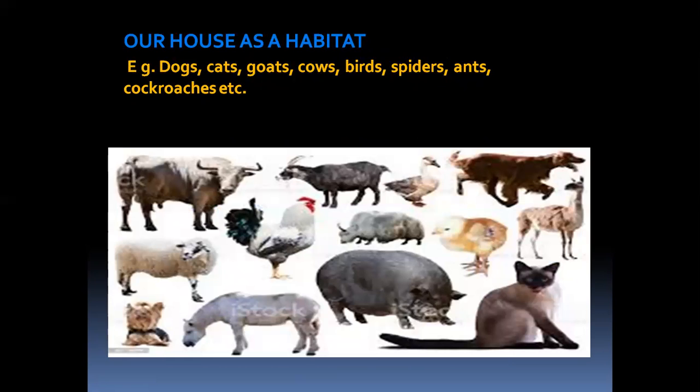Our house as a habitat. Next one. All of you know that we have pet dogs, cats, parrots, like this. And goats, cows, the cattle will be there in our houses, usually in villages. Spiders, ants, cockroaches, etc. live inside our houses. So our house is also a habitat for them. Is it clear? You can see certain animals here. Hen, chick, cock, duck, these all are there.